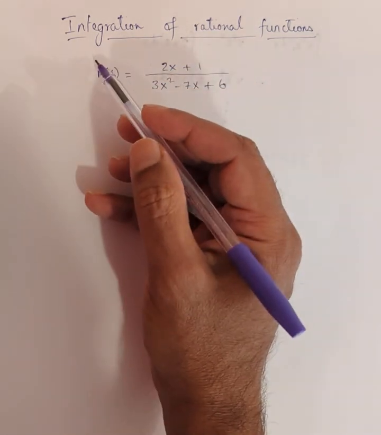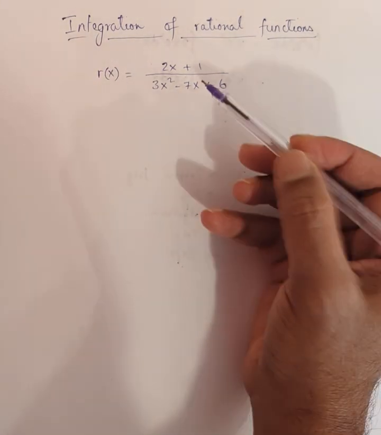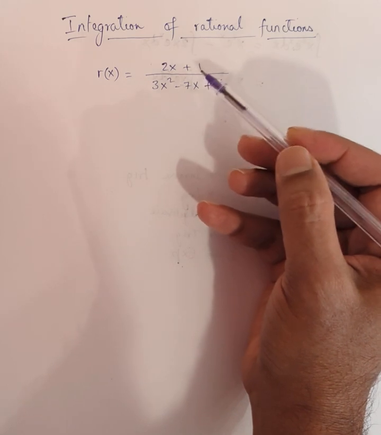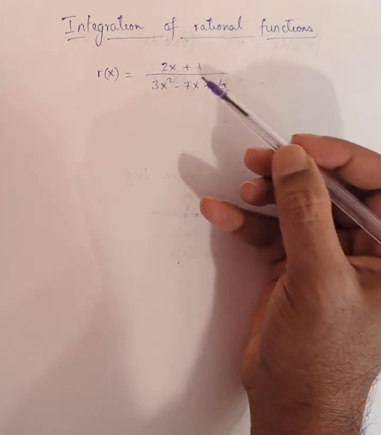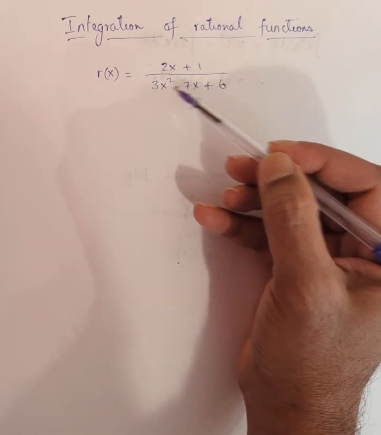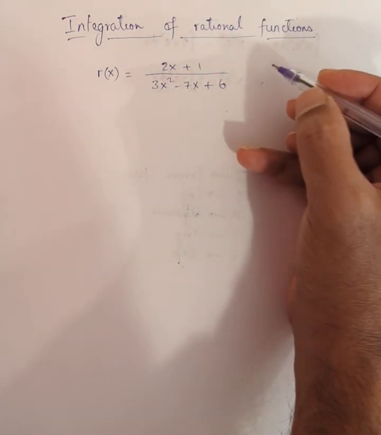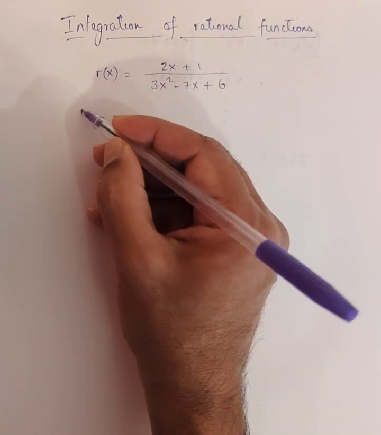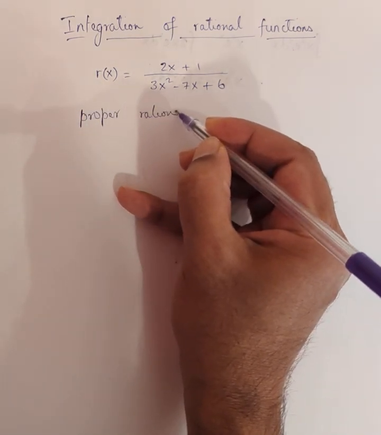Now, when I have to integrate a rational function, I also want to pay attention to the degrees of the polynomials of the numerator and denominator. So something like this: the degree of the numerator is less than the degree of the denominator. This is called a proper rational function. So let me write this down: a proper rational function.